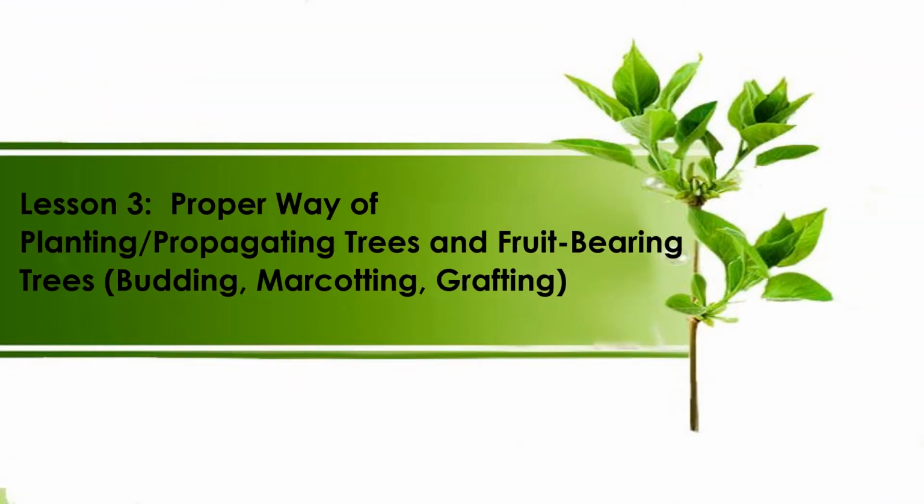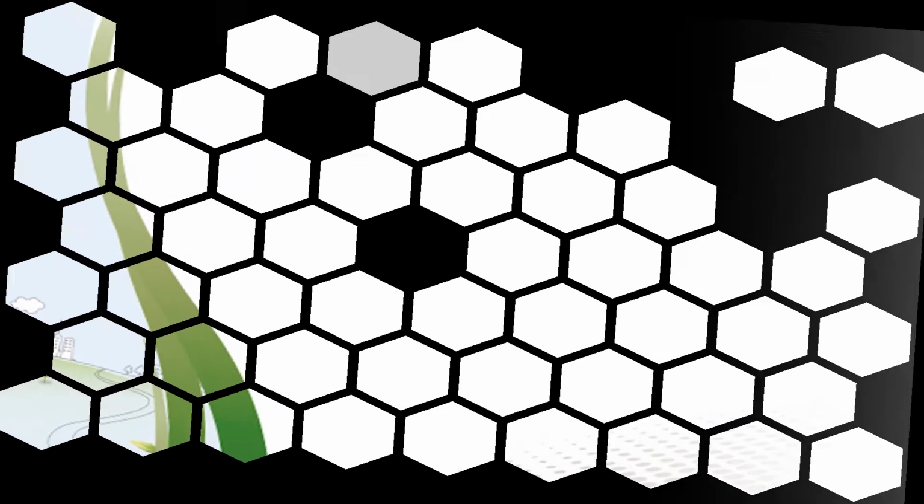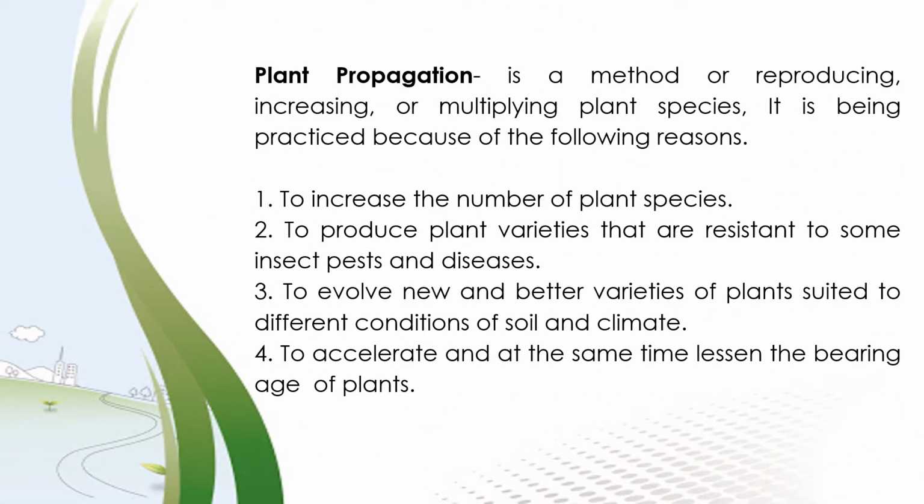Let's go now to lesson 3. Proper way of planting, propagating trees and fruit-bearing trees. Budding, marcotting, and grafting. We have first the definition of plant propagation. It is a method of reproducing, increasing, or multiplying plant species. It is being practiced because of the following reasons.